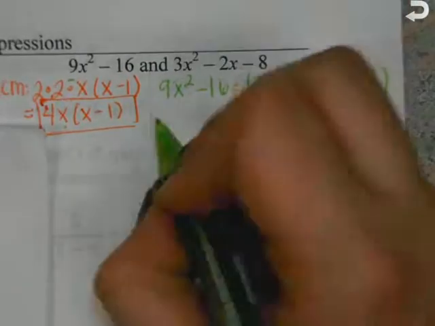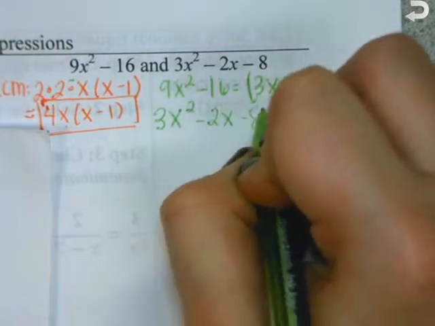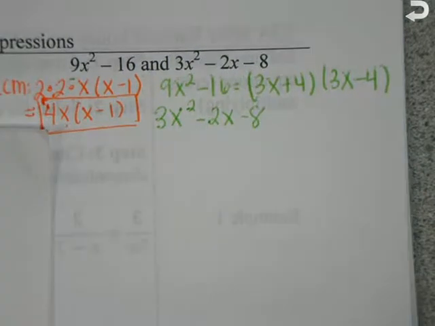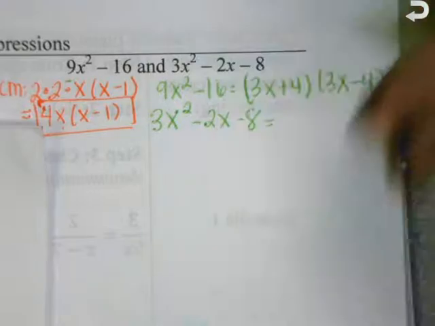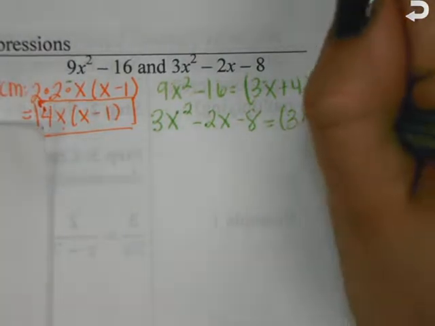What factoring method would you use for 3x squared minus 2x minus 8? Anybody else know? What method would you use? Bottoms up. I'm not going to make you do bottoms up. I'm just going to give it to you factored. Okay? All of this ends up factoring to 3x plus 4 times x minus 2.